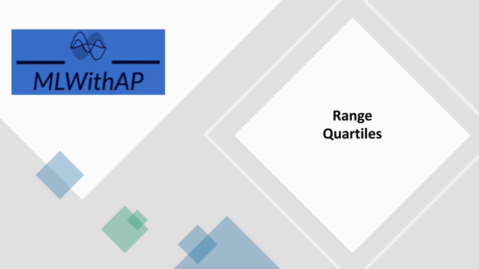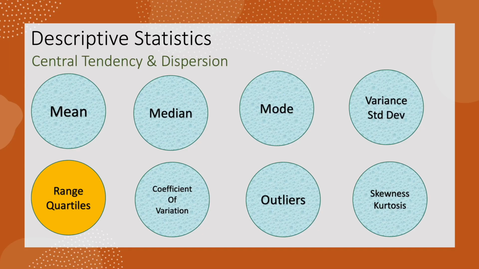This is the fourth video of the series of videos where we are discussing descriptive statistics. The topic for today is range and quartile. Let's learn. As a quick recap, descriptive statistics deals with two important phenomena, central tendency and dispersion.